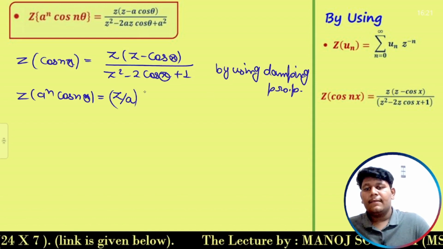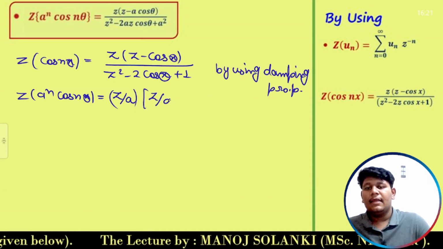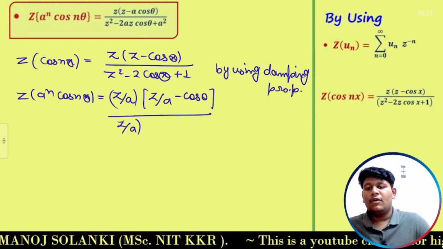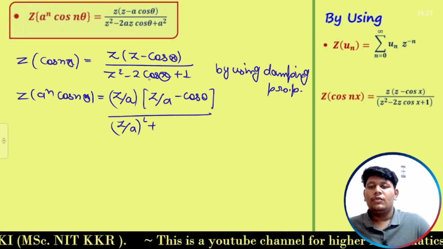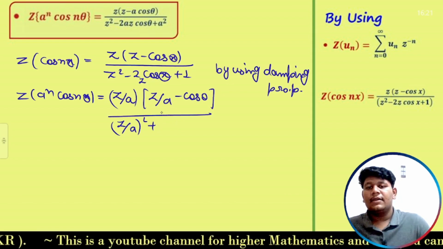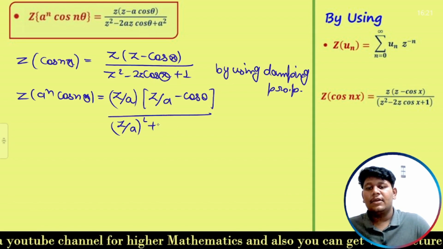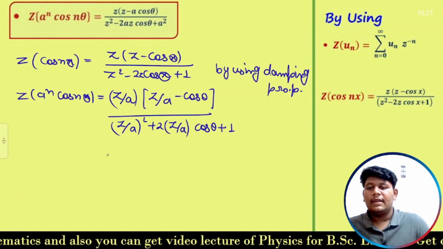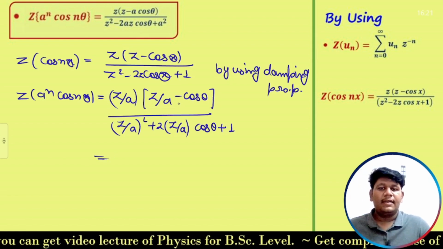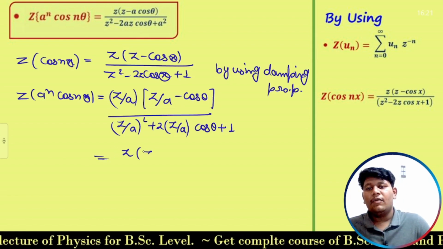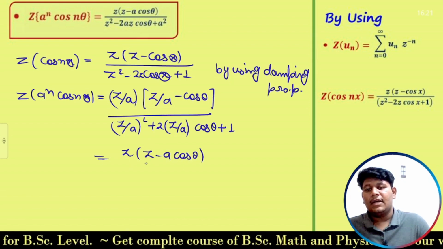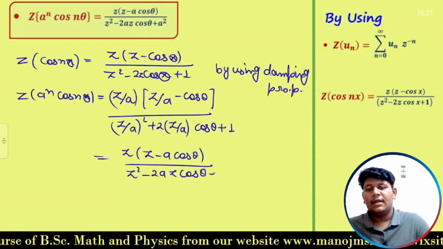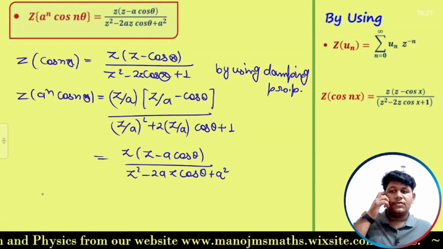So z by a minus cos of theta upon z by a whole square plus 2 into z by a cos of theta plus 1. By taking the LCM, we will get z times z minus a cos theta over z square minus 2az cos of theta plus a square. Okay, so this is the general term.